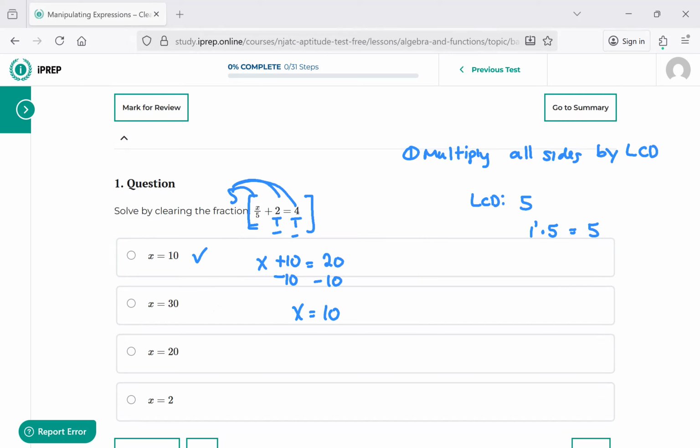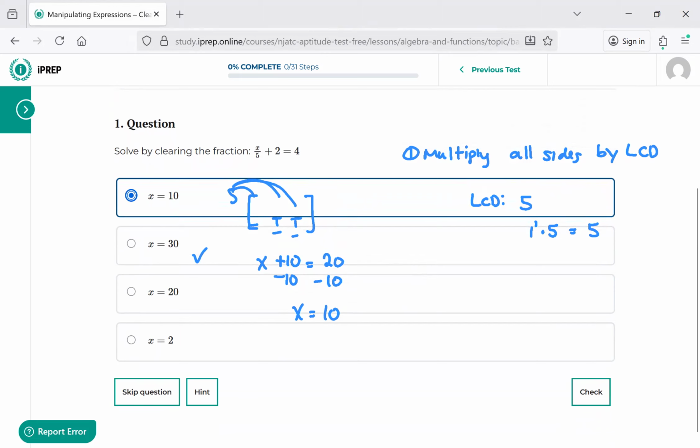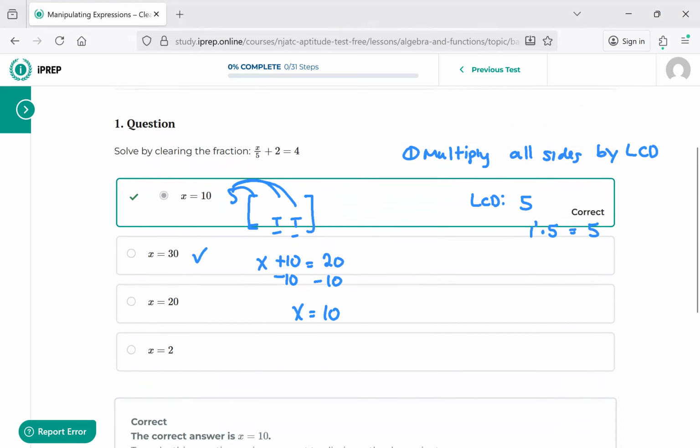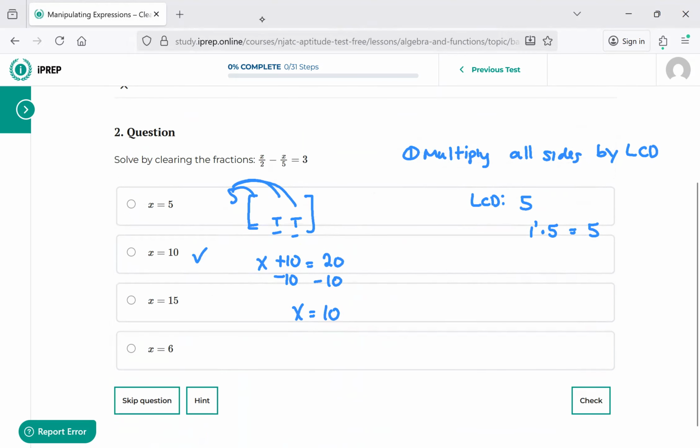Actually, it's not simple because it's kind of hard to find the LCD if you're not sure. If finding the LCD is brand new, that can be difficult. Okay, let's move on to question 2.